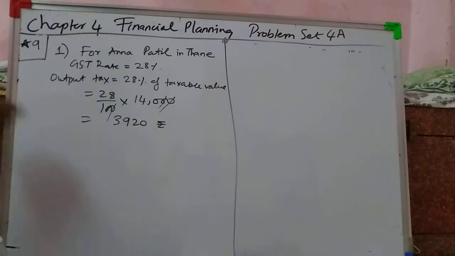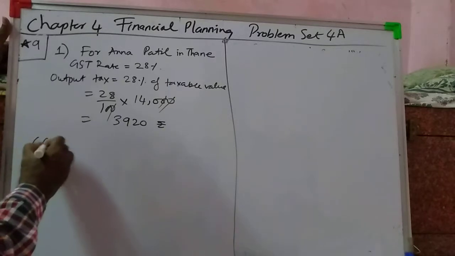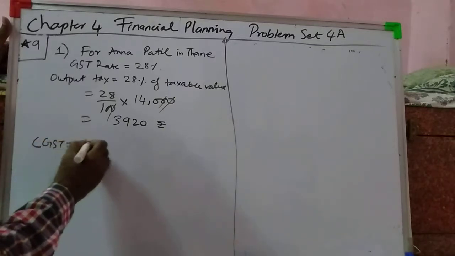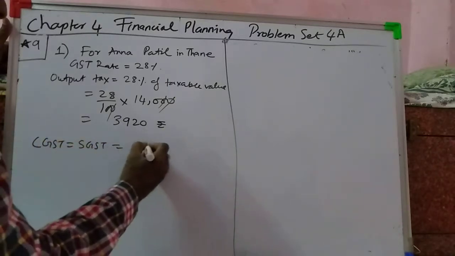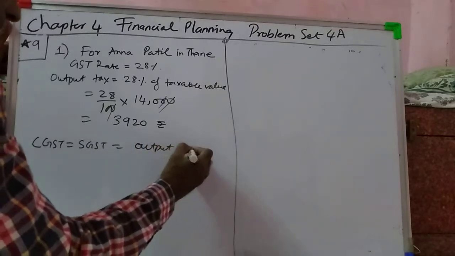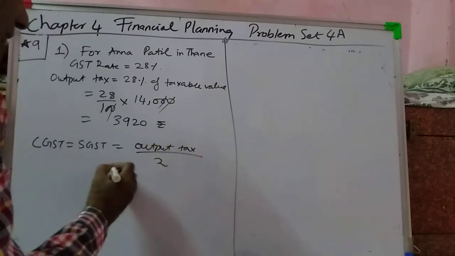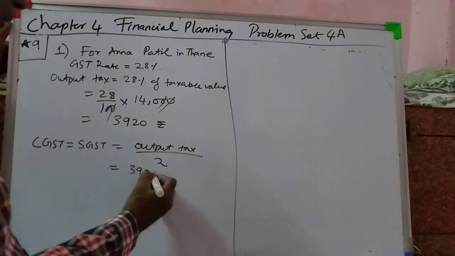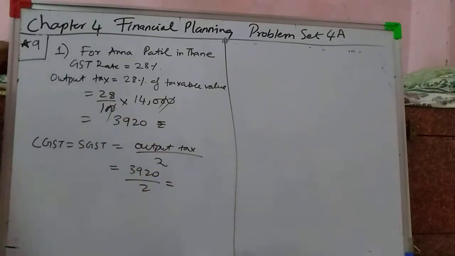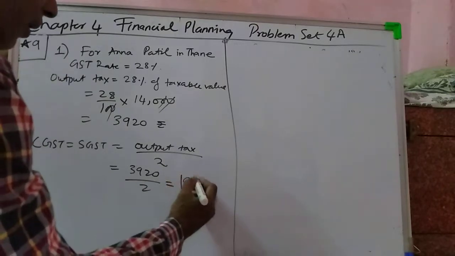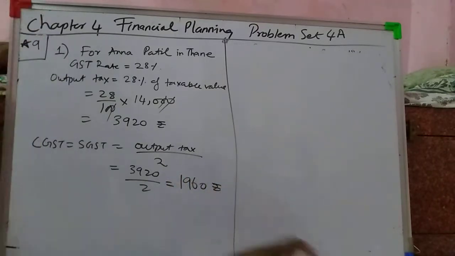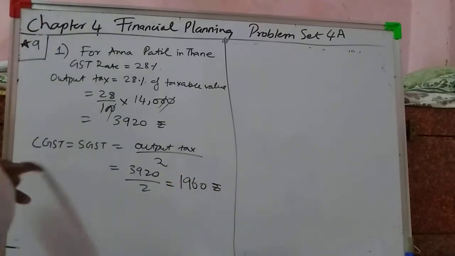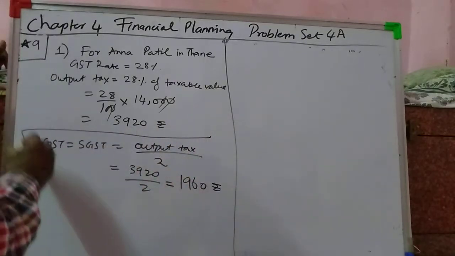Now we have this formula: CGST equals SGST equals output tax divided by 2. Just write 3,920 divided by 2. Cut it and you will get 1,960 rupees. So this is the answer for the first part.